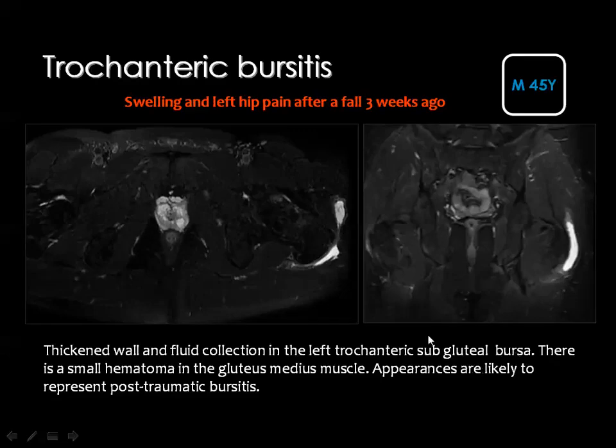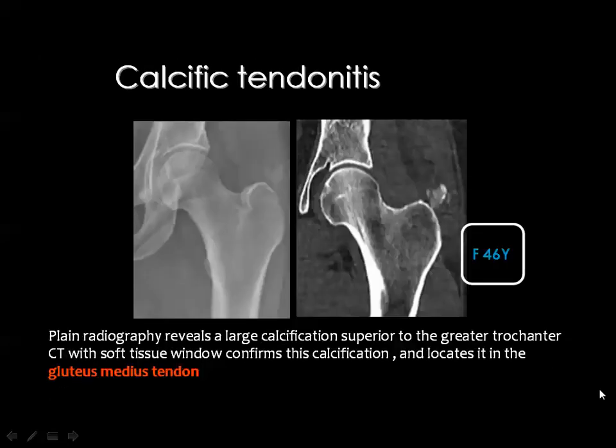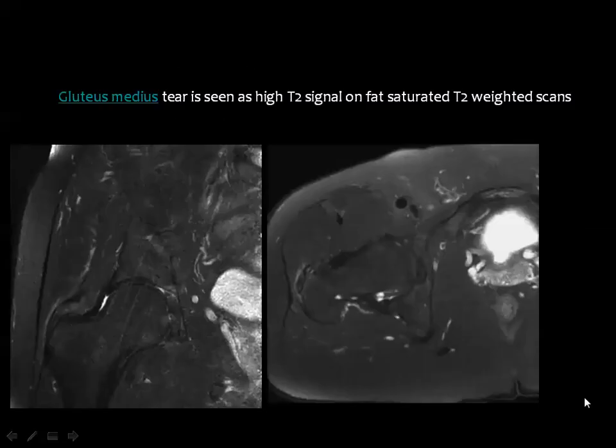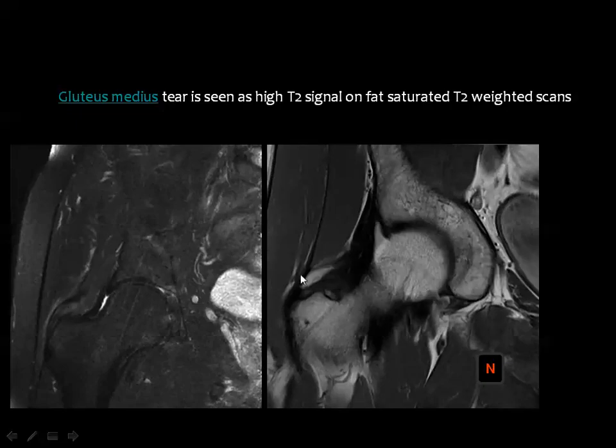And this is an example of trochanteric bursitis. The bursa is inflamed and it accumulates fluid, as you can see, around the greater trochanter. And also calcific tendinitis of the gluteus medius tendon, and this is seen in the plain X-ray and also in the CT scan. And this is gluteus medius tendinosis, where the tendon is relatively swollen and is of gray signal, and you can compare it to the normal appearance of the tendon itself.